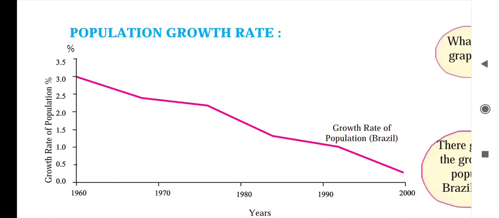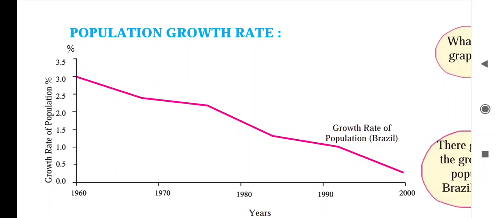In that we saw that in India the young generation is more, and in Brazil the old generation is more. If we see the pyramid, we will find that the population above 80 is more in Brazil, and in India that population is less. So today we will start the population growth rate.